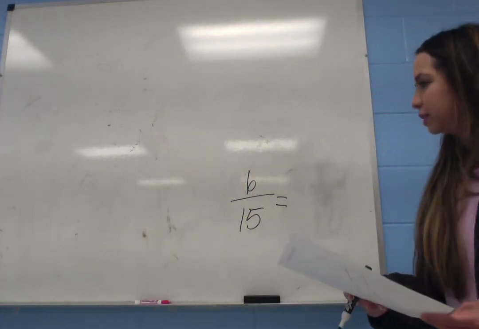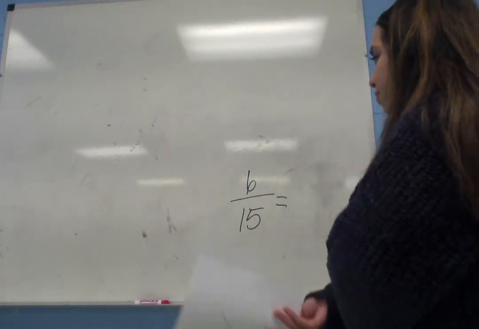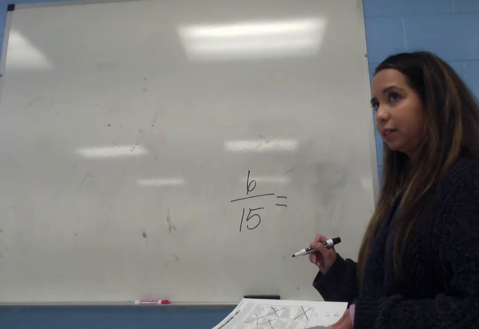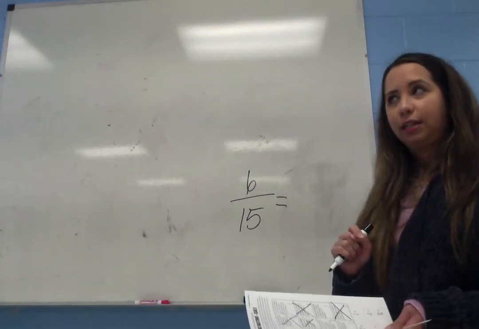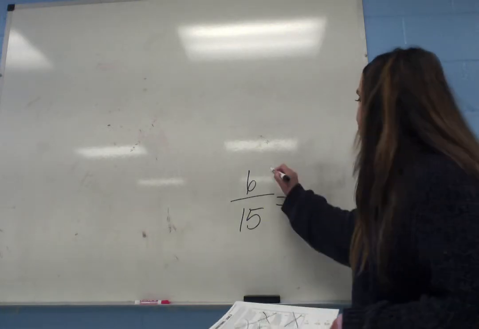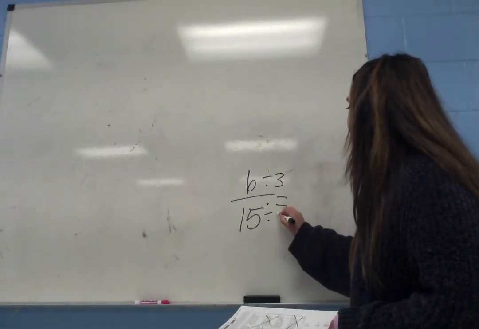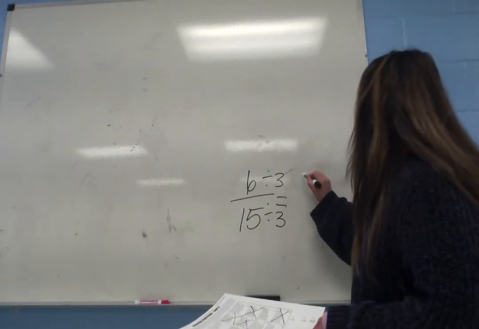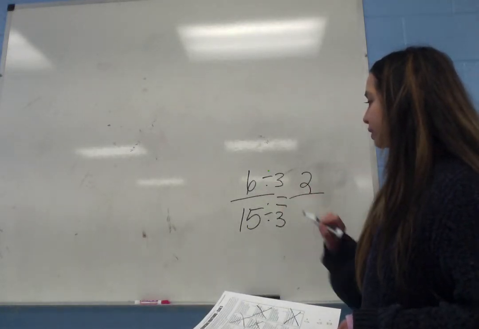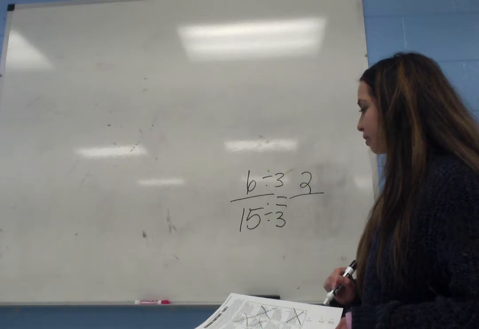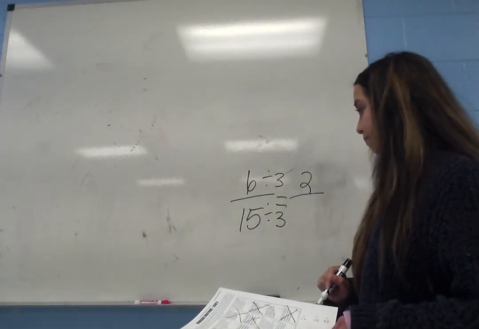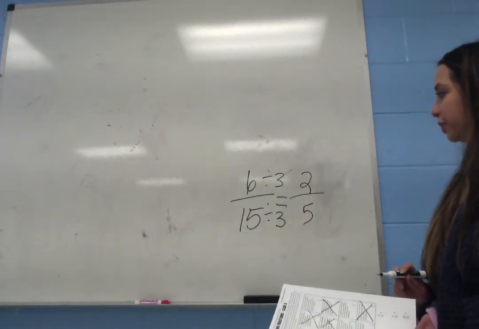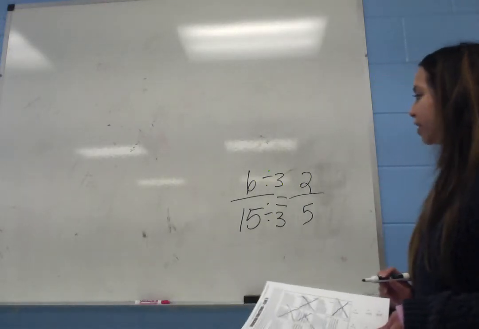All right, 6/15. Now, think of a number that can be divided equally into the numerator and denominator. Well, I know 6 can be divided by 6, but 6 cannot be divided into 15. But what about 3? Let's divide the numerator and denominator by 3. All right, what's 6 divided by 3? 2, because 3 times 2 is 6. And what's 15 divided by 3? 3 times what equals 15? 5. Because 3 times 5 is 15. So 2/5 is the simplified fraction for 6/15.